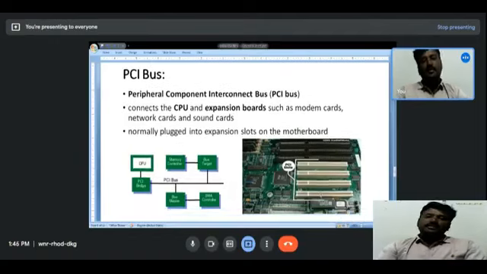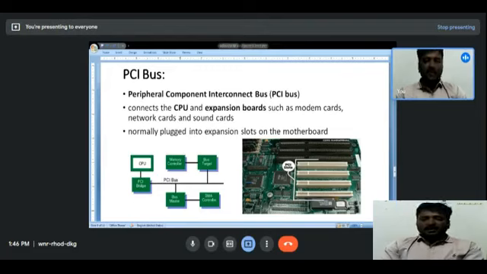Next one is the PCI bus. It is nothing but the Peripheral Component Interconnect bus. It connects the CPU and the expansion ports such as modem, NIC card, that is network interface card, animation card, and sound cards. These are some of the external components. We need to connect these components with the processor or CPU which are attached to the motherboard. For that purpose, we are using the Peripheral Component Interconnect bus, PCI bus.